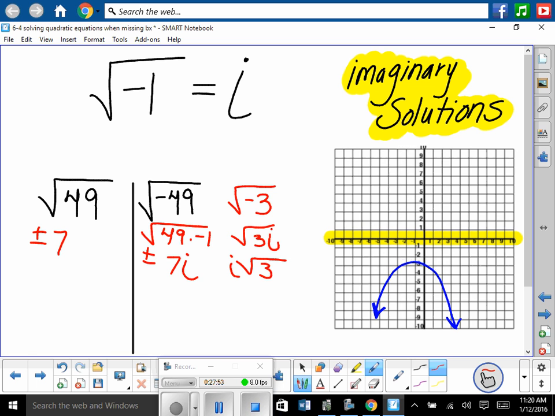But I was thinking a little bit ahead. Let's just do a couple examples. It'll make more sense. So it's only if you have a negative under the square root, because the square root of negative 1 is equal to i.